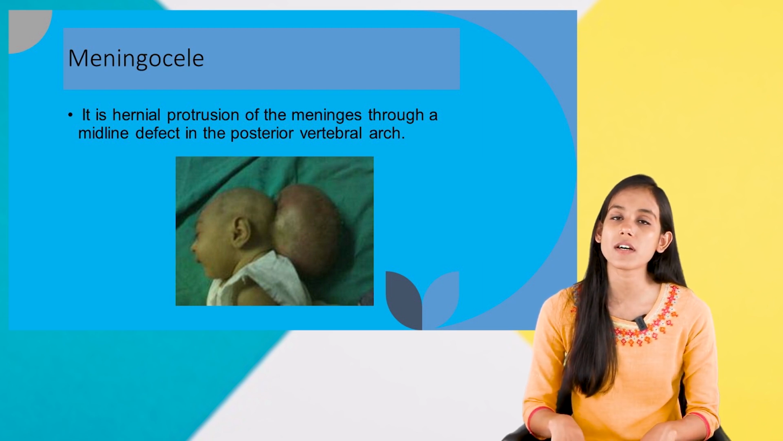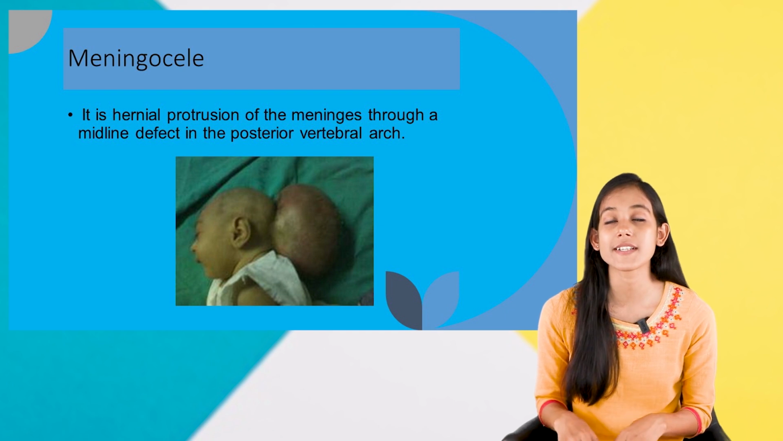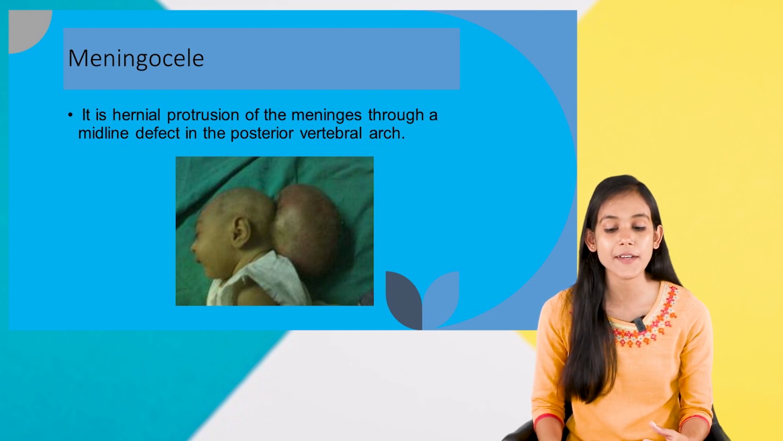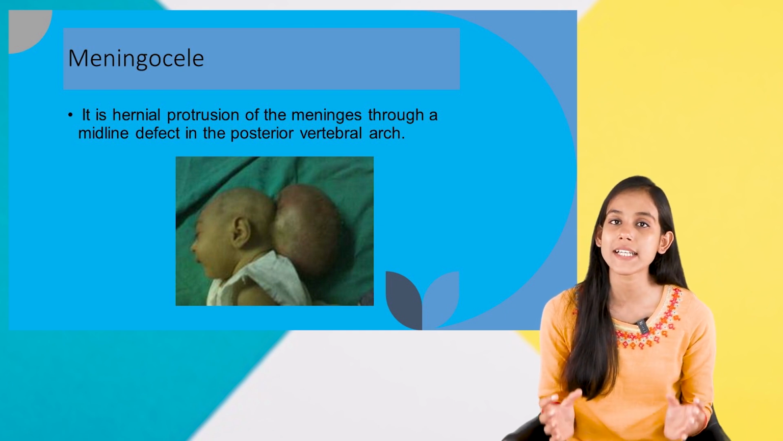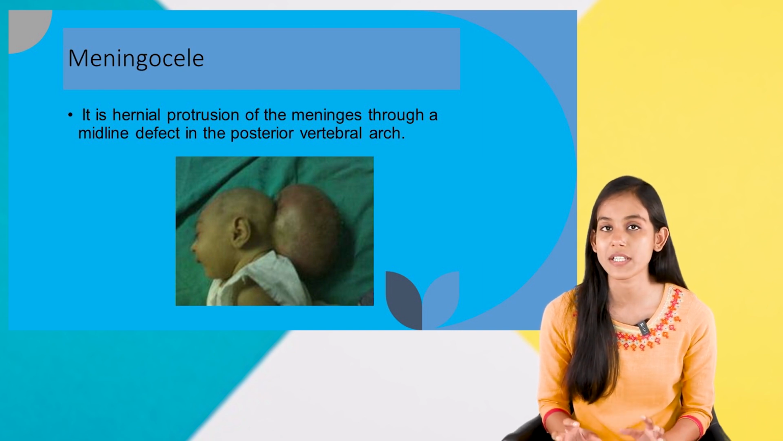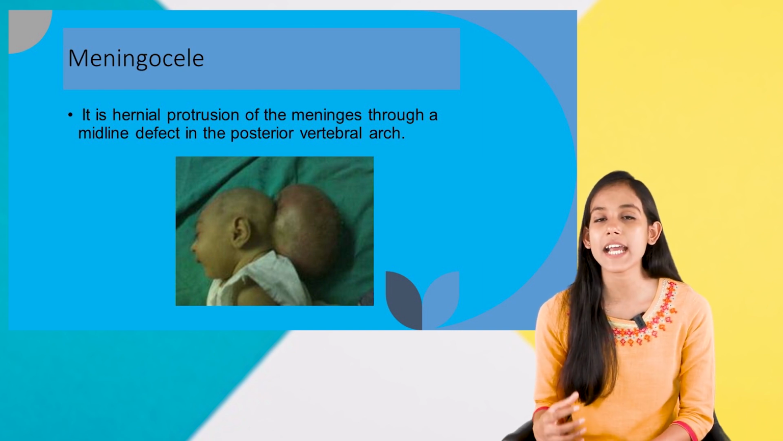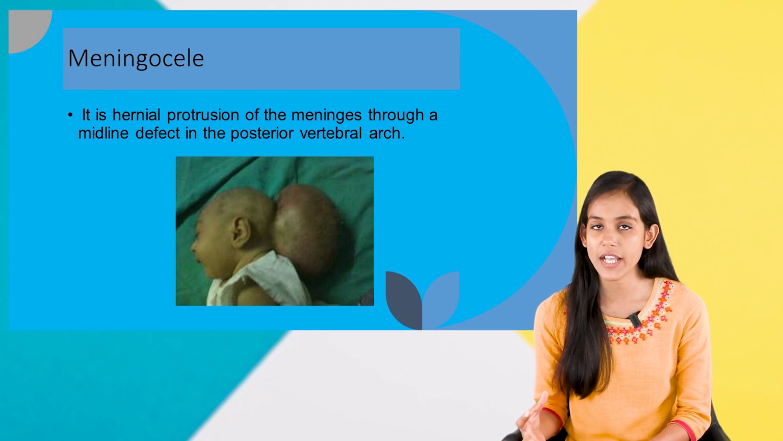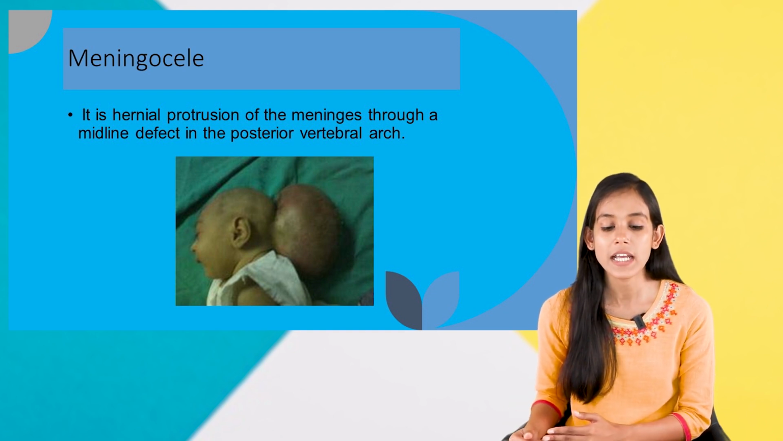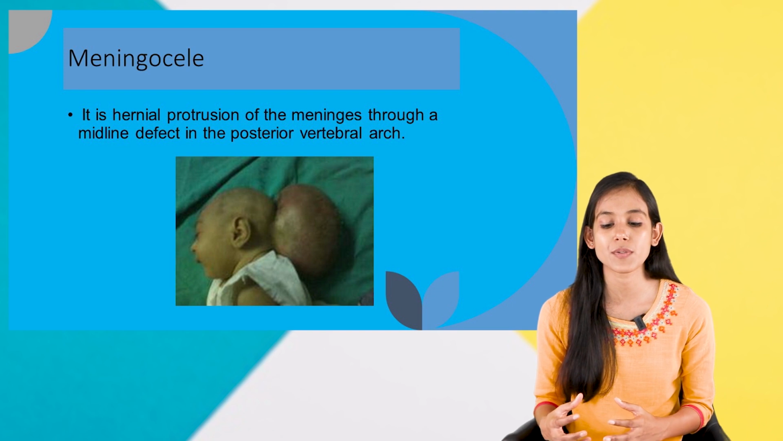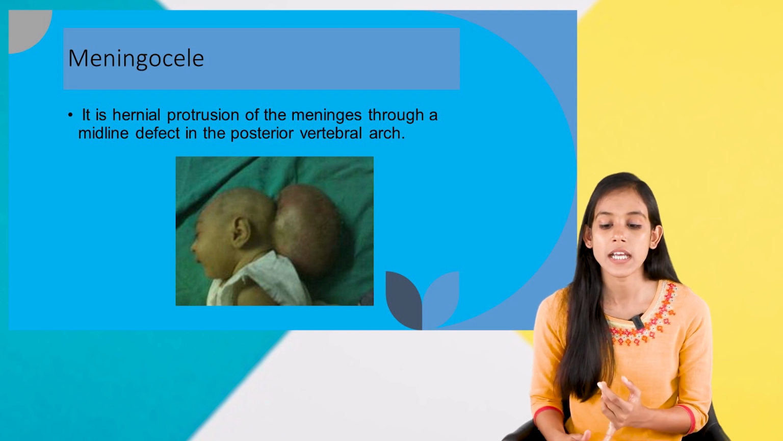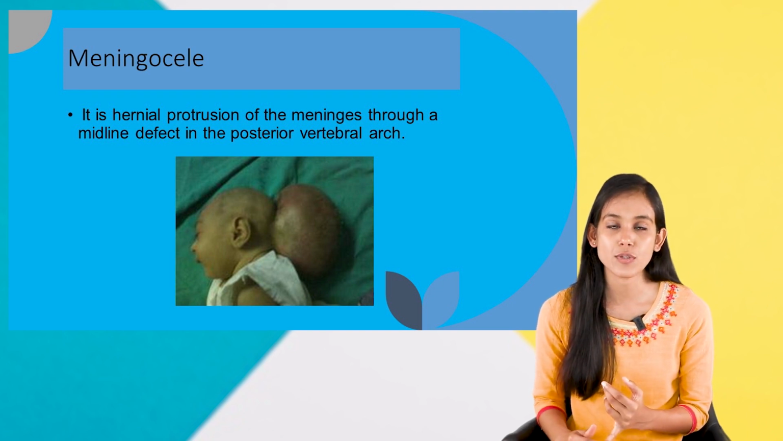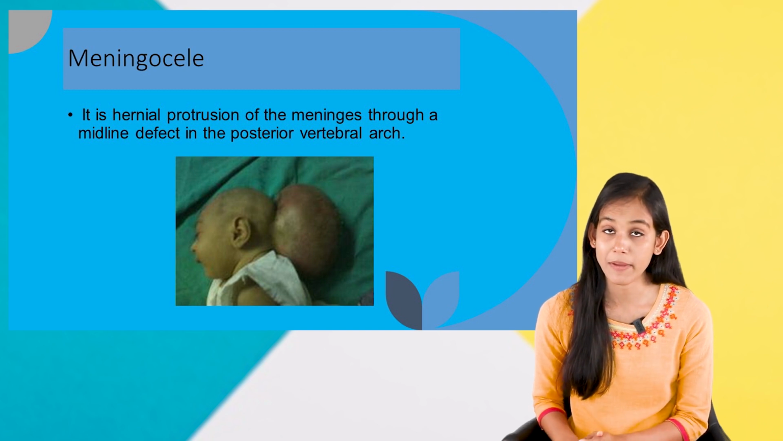And this would form a fluctuating cystic swelling, which would be filled with CSF, and it would be covered by a thin transparent membrane or with the skin. And generally it can be found in the lumbosacral region, which is at the lower back, and also this may be found in the thoracic region and in the skull, which is called cranial meningocele.